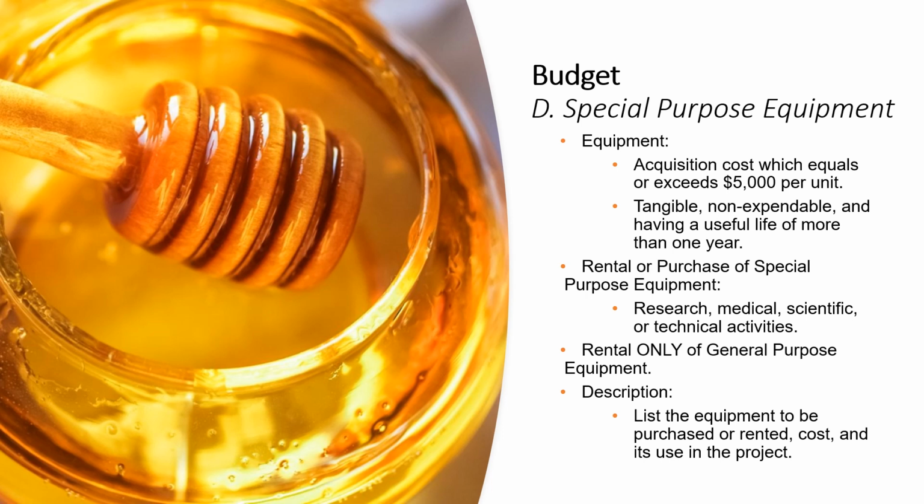Note that RFSI funds can be used to rent or purchase special purpose equipment, but may be used only to rent general purpose equipment. Again, RFSI funds cannot be used to purchase general purpose equipment. In the description box, please list the name of the item to be purchased, its cost, and how it will support the goals of the project. Again, remember to provide sufficient detail that a reviewer will be able to determine the purchase or rental cost is reasonable, justified, and in support of the project's goals and activities.